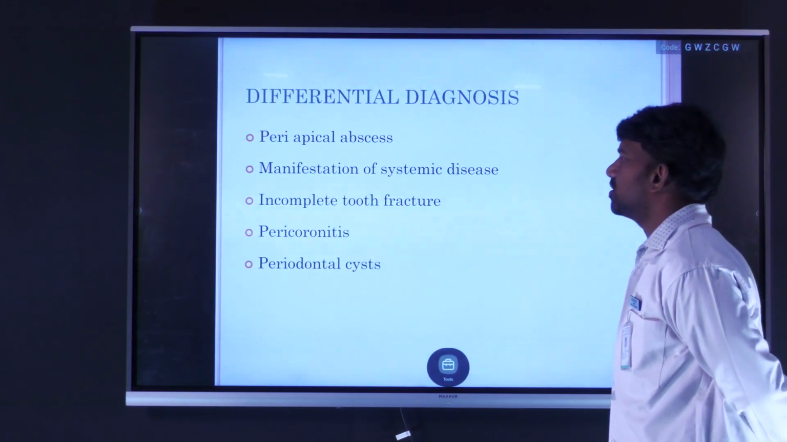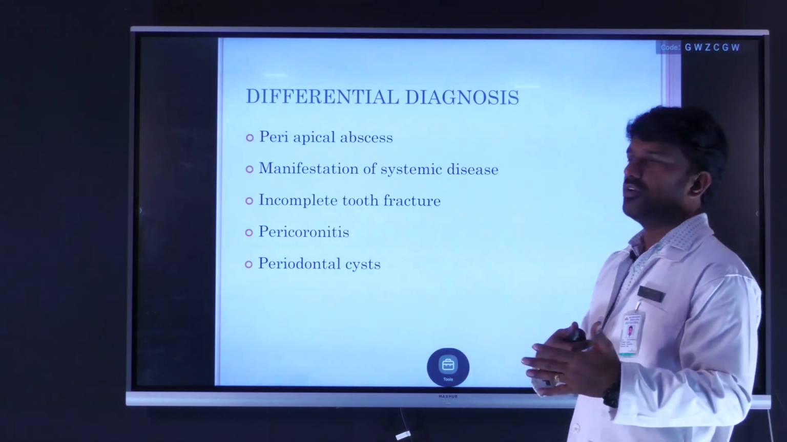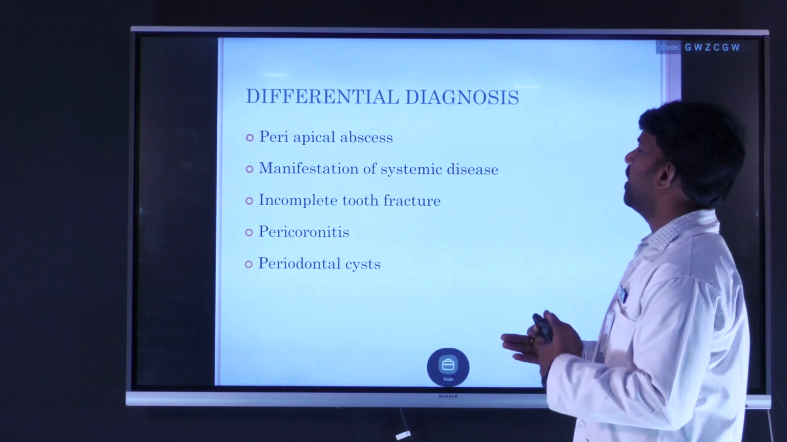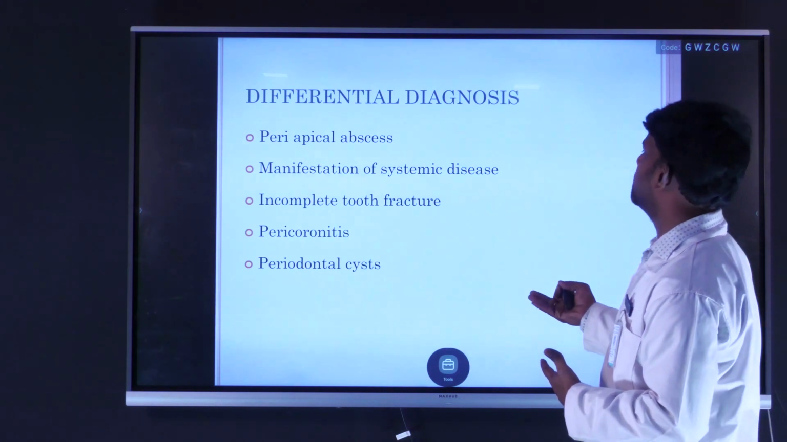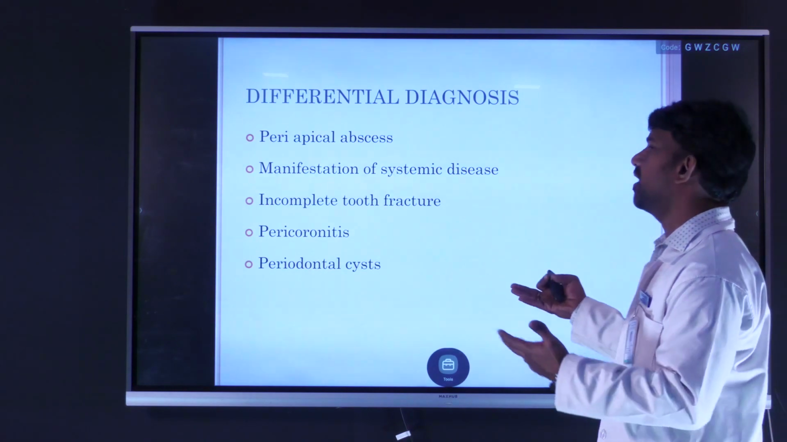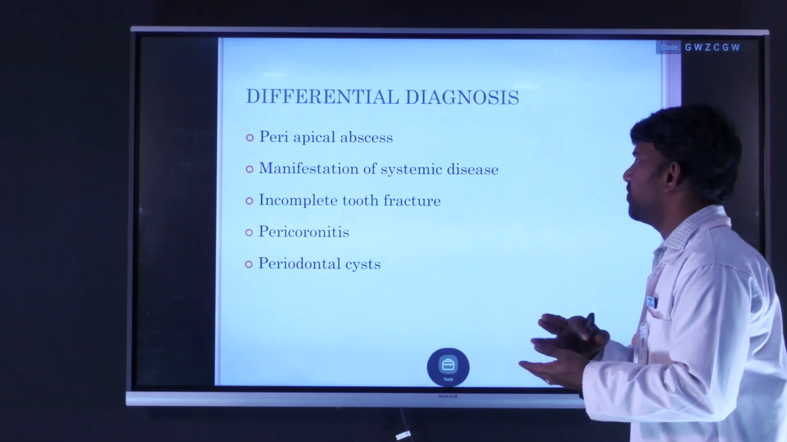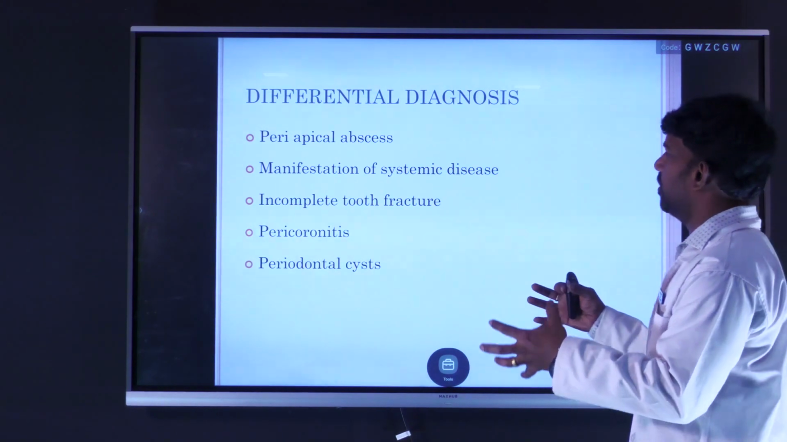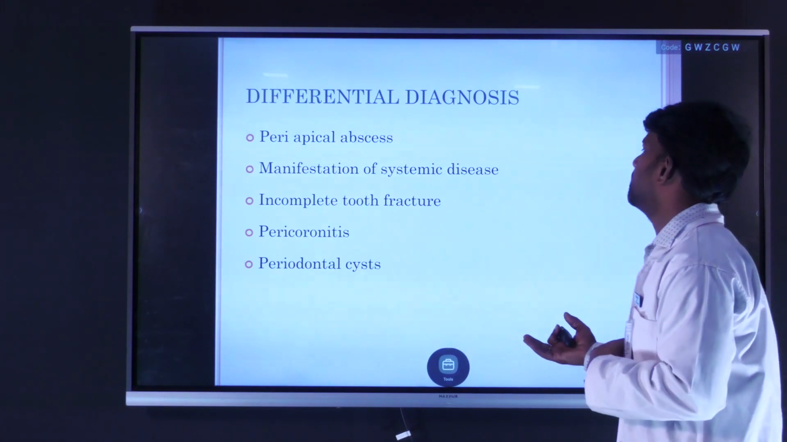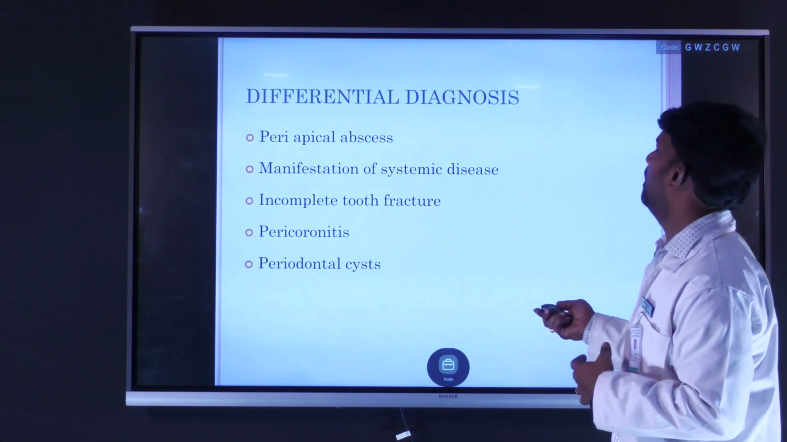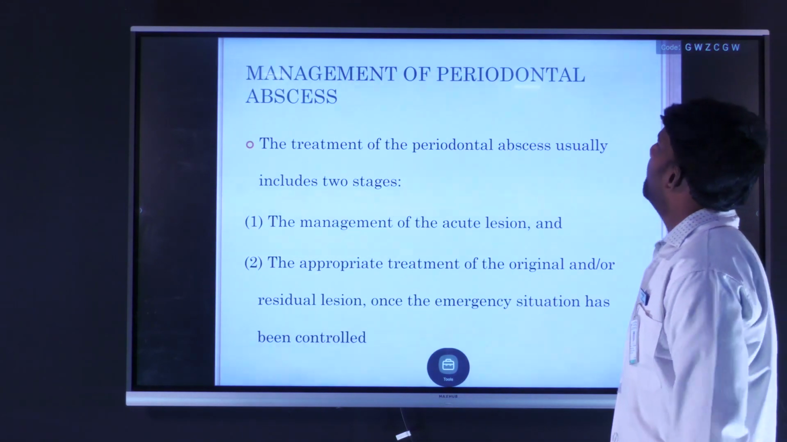So differential diagnosis: when a case comes in clinics where periodontal abscess is seen, similar clinical features are seen in periapical abscess, manifestation of systemic disease like diabetes, and incomplete tooth fracture, where half of the tooth is fractured and that part will be swollen, which can be differentially diagnosed as periodontal abscess, and pericoronitis and periodontal cysts like TEJ cysts.